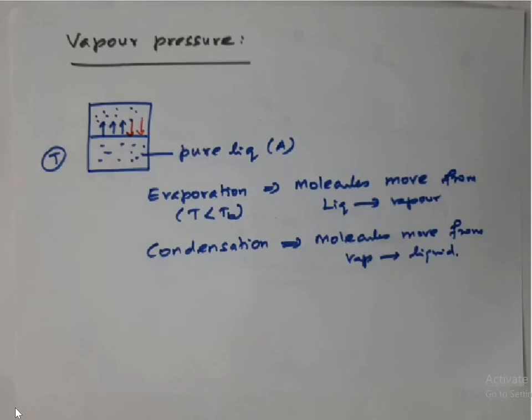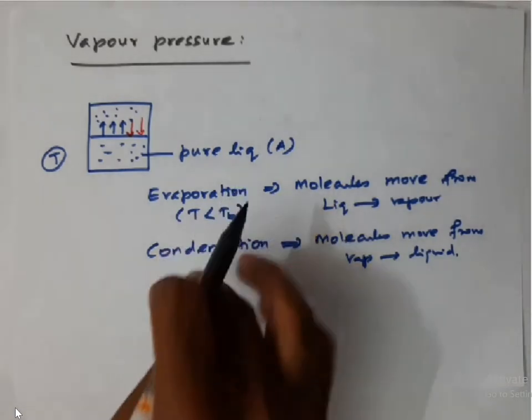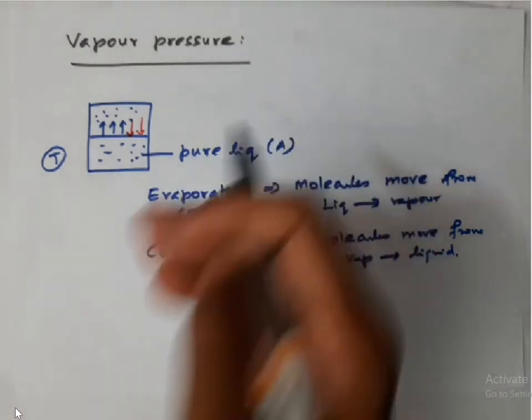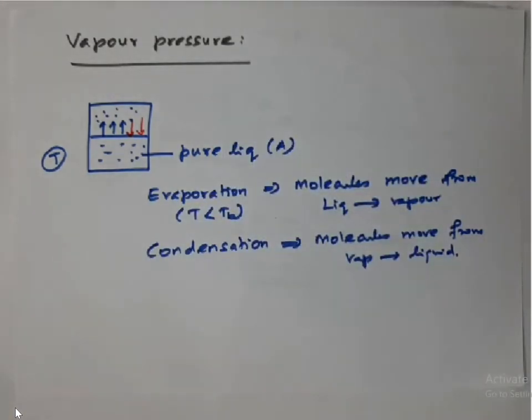Right? Then what will happen after some time? The two processes, that is the rate of evaporation and the rate of condensation, become equal. And that stage is what we call the equilibrium stage.